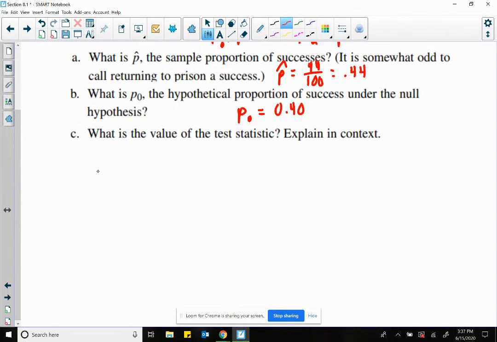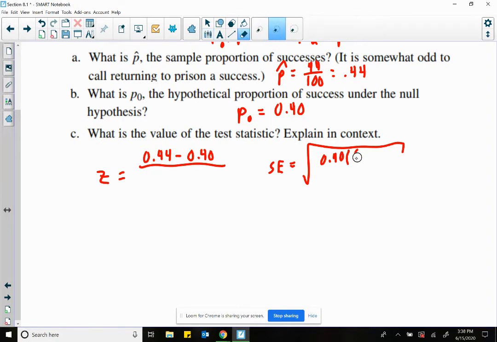Okay. So again, compute this information. We're going to find that z statistic. So we're going to take 0.44 minus 0.40, and divide that by the standard error. So standard error equals, almost forgot what I was doing, the square root of 0.40 times parenthesis 1 minus 0.40, all over your n, which is 100.